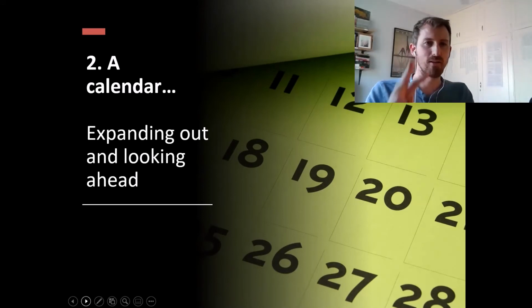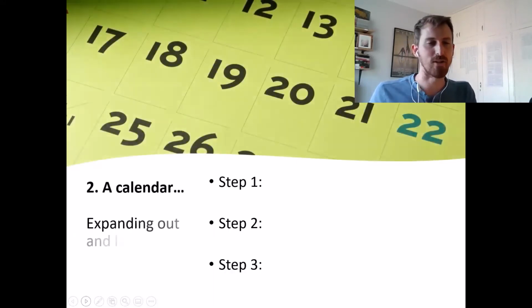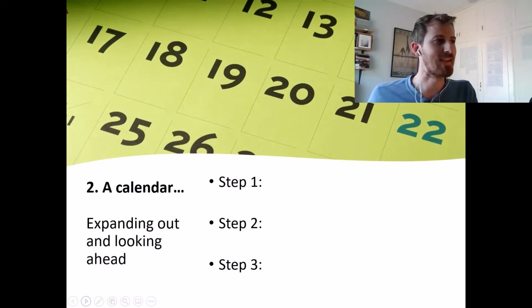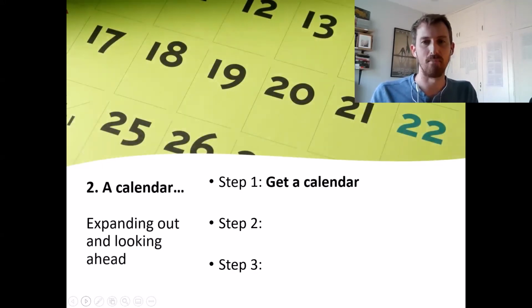So how do you do this? Three steps. Number 1, get yourself a calendar. I think most of us are probably going to use an online one, maybe the one that comes with our Gmail account or something like that. A physical copy works as well. So now you've got one.